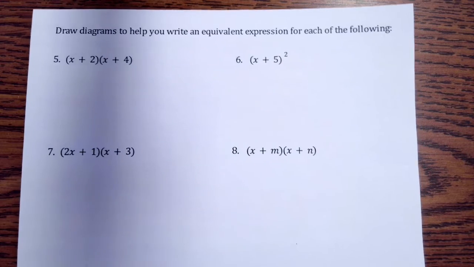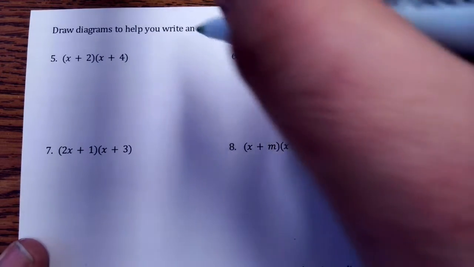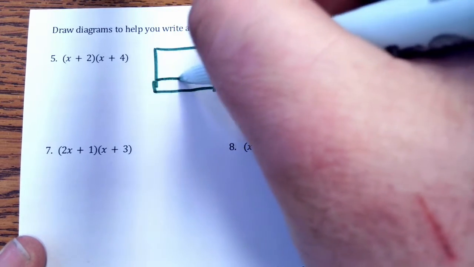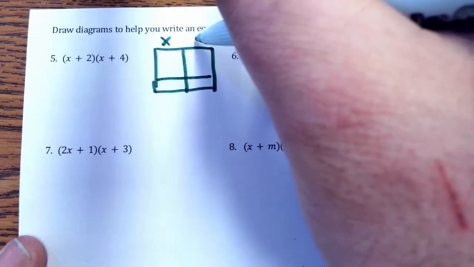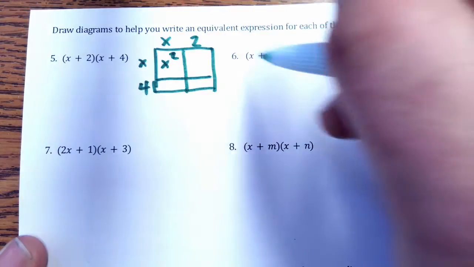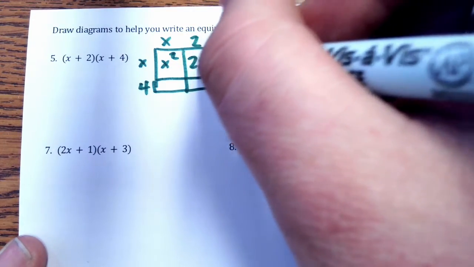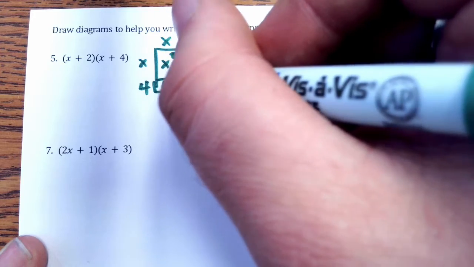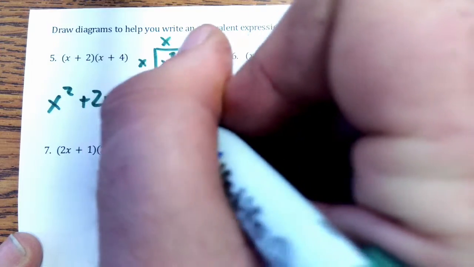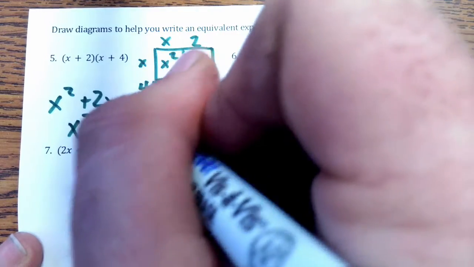So draw some diagrams to help you write equivalent expressions for each of the following. So we have x plus 2 times x plus 4, so let's get some rectangle-y things going. We have x plus 2 and x plus 4. X times x is still x squared. X times 2 is 2x. 4 times x is 4x. And 4 times 2 is 8. So we get an x squared plus 2x plus 4x plus 8. And that becomes x squared plus 6x plus 8.